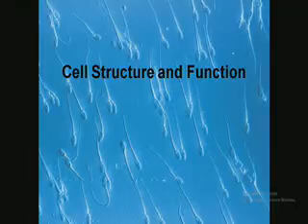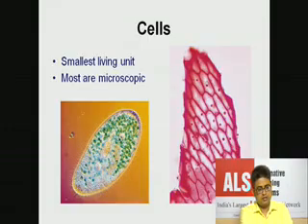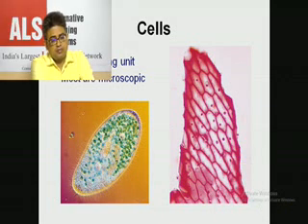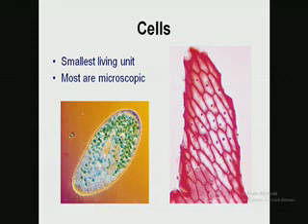So when we talk about a cell, a cell is a small living unit. Every organism is made of cells. There are two cells shown here. One is a microscopic paramecium and the other is cork cells. Paramecium has a lot of cilia. It's clearly visible in this diagram here.